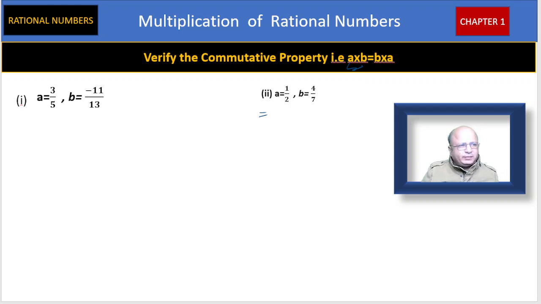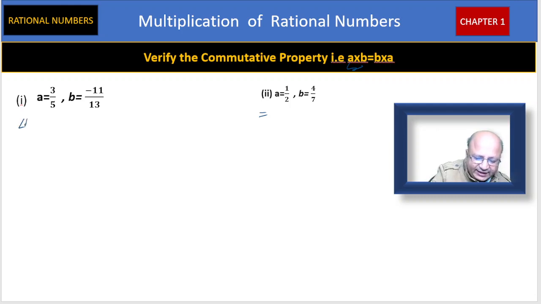तो व्हाट डू वी मीन बाय कम्यूटेटिव प्रॉपर्टी? a into b is equal to b into a. That means if we change the order of our rational numbers in multiplication, we get the same result. So let's check it with some of the questions.